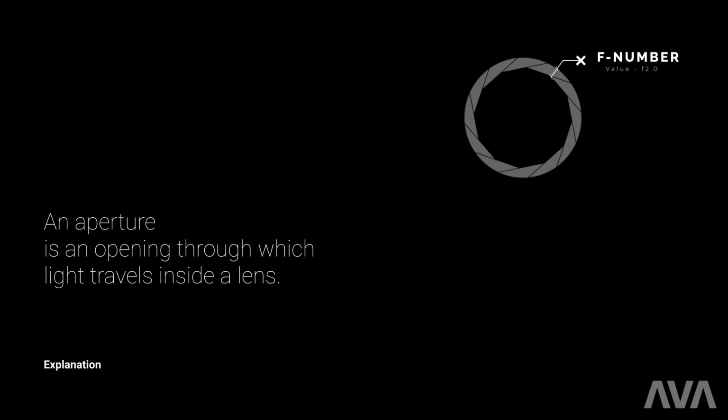An aperture is an opening through which light travels inside the lens. F-number controls how large this opening is. The smaller the value, the wider the opening is. It also means that more light is coming through the lens and the image gets brighter.